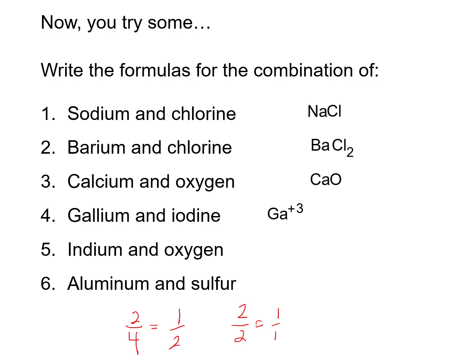So gallium is under aluminum, so it's +3. Iodine is a halogen, so it's -1. So we do all the swapping and dropping, and we get GaI3.